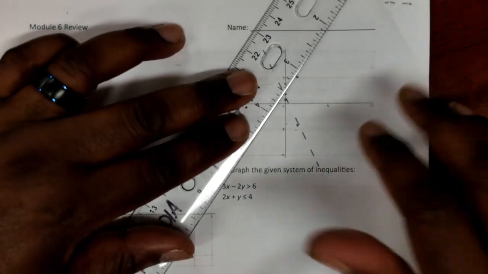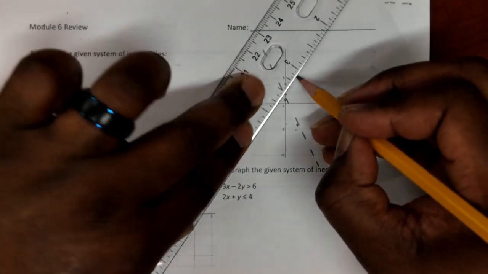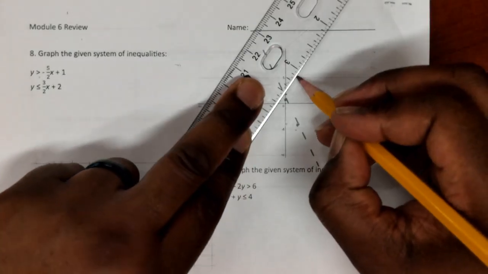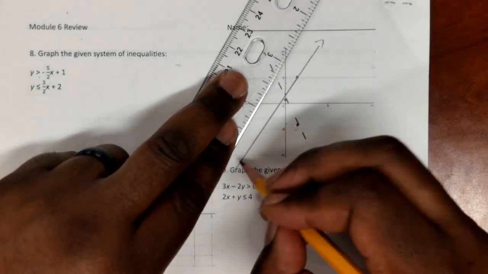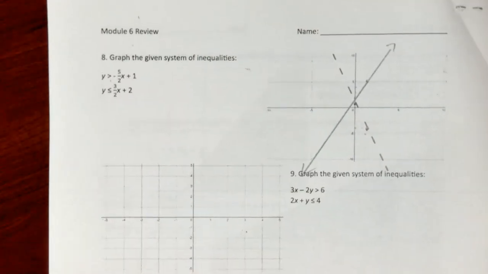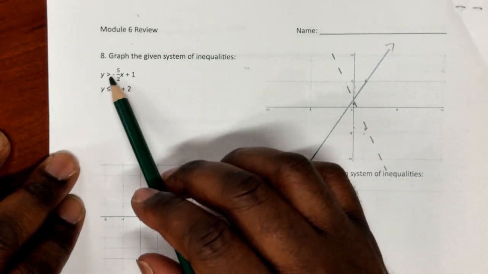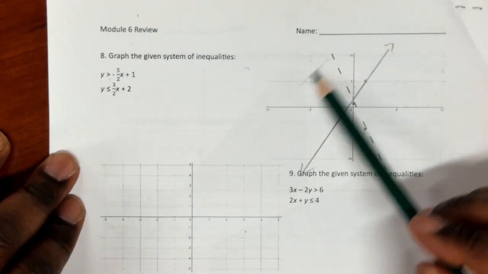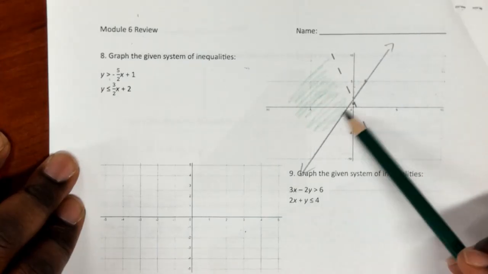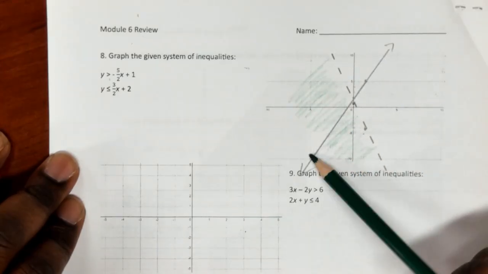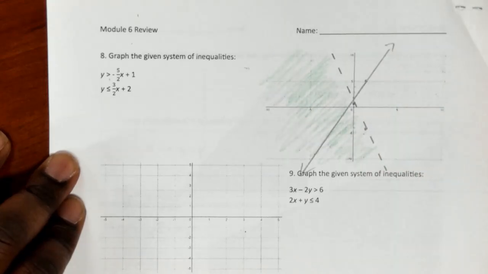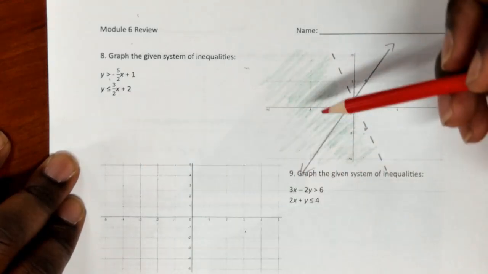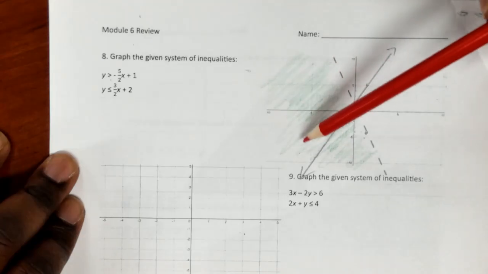So this one goes from here to here. That one is a solid line, so we draw that one there. Okay. Now, this first one says less than, so that's everything that's to the bottom this way. The other one says greater than, so that's everything that is this way.